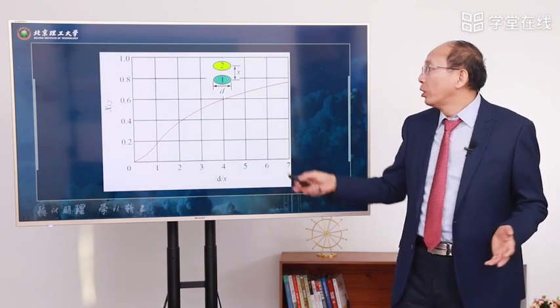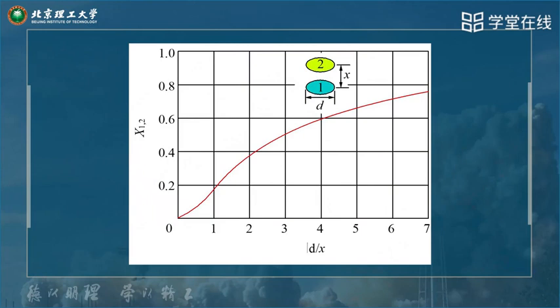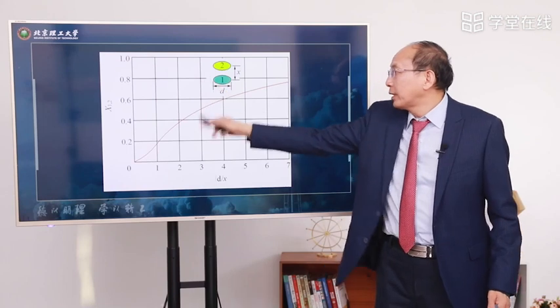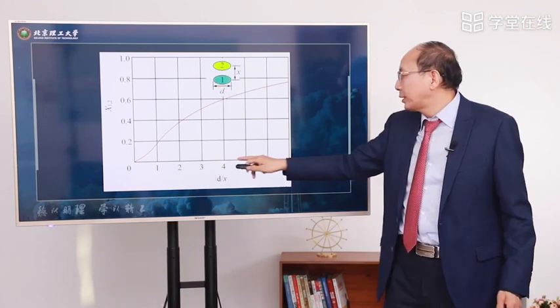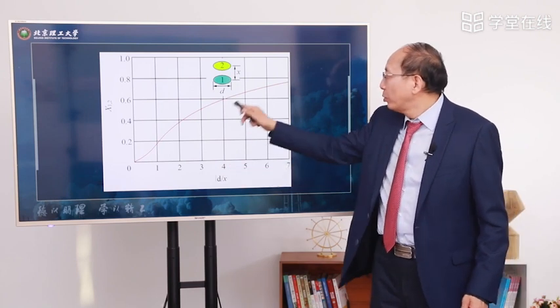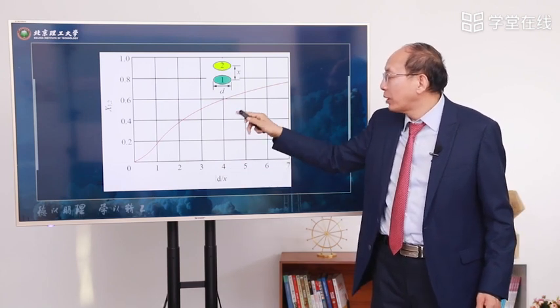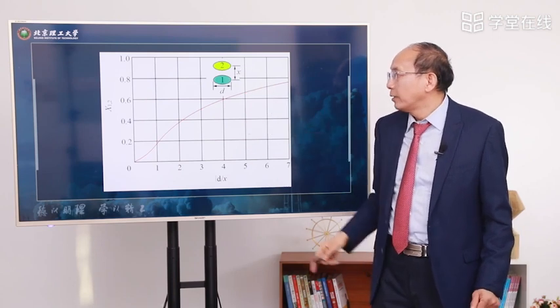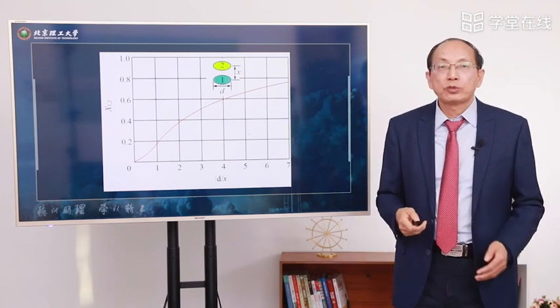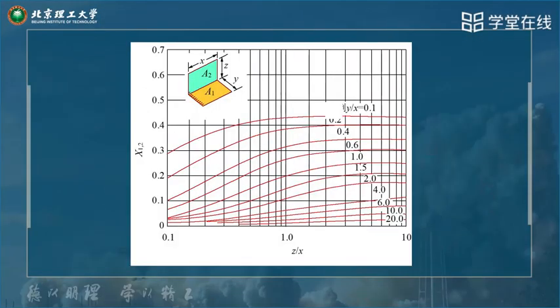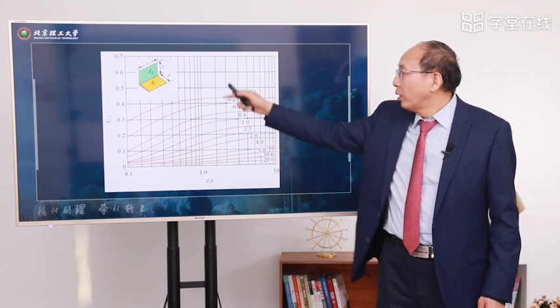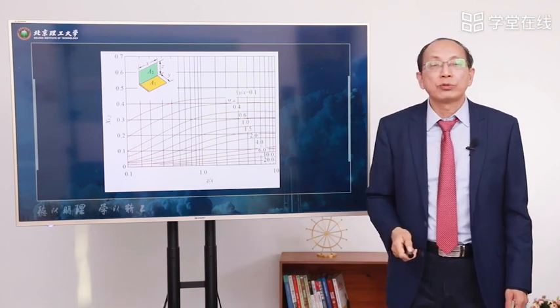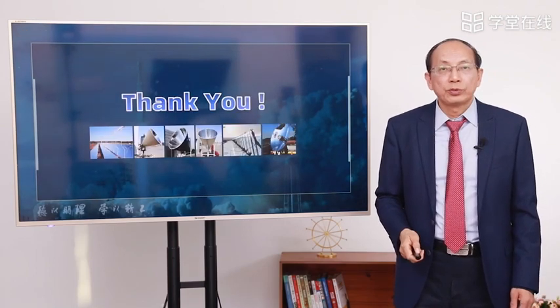Also, for example, two parallel circular dishes. The distance is x, the diameter is d, the vertical axis is x1 to 2, and the horizontal axis is d over x. We can check the axis to obtain the geometrical factor x1 to 2. Here is another picture, one vertical area and one horizontal area. In this case, we can also obtain x1 to 2. Thank you very much.